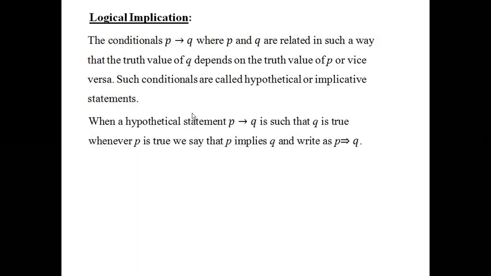Now, when a hypothetical statement P conditional Q is such that Q is true whenever P is true, we can conclude that P implies Q, and we write it symbolically P implies Q. This is the implies symbol for us. We are familiar with this implies symbol, no? So this represents P implies Q.